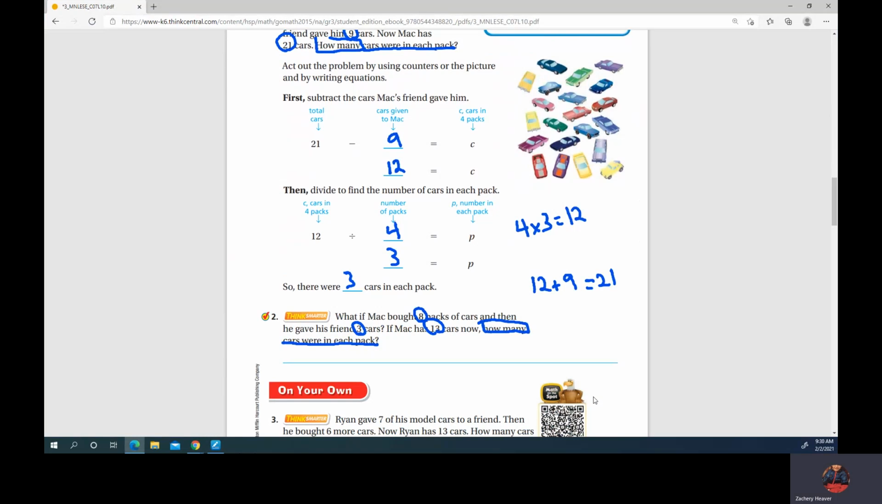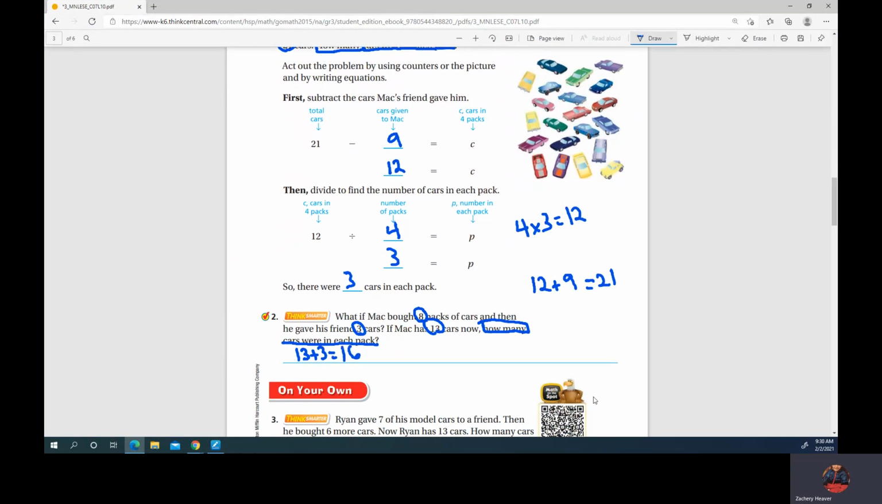So if he gave his friend 3, before he gave his friend 3, let's give them back. So if he has 13 now, let's do 13 plus 3, because this is what he had initially. And 13 plus 3 makes 16. So he had 16 cars and he bought 8 packs. So now we're going to take 16 and divide it by 8, and it's going to be 2 cars. So the cars came in packs of 2.